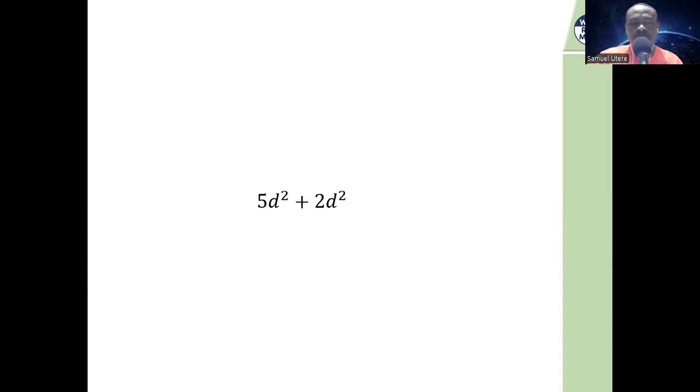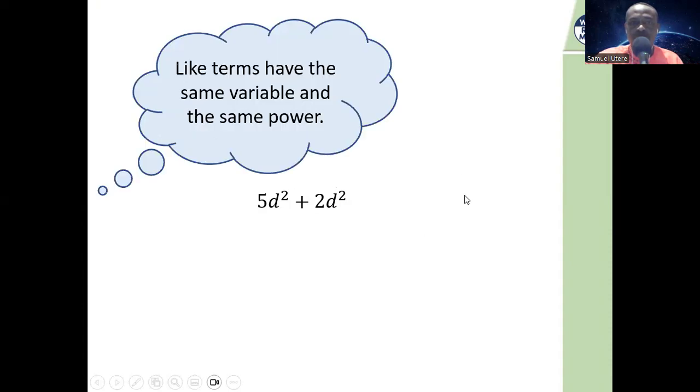So we have 5d squared plus 2d squared. So 5d to the power 2 plus 2d to the power 2. Of course, you can see straight away that these are like terms. So we can simply have 7d squared as our answer, the equivalent. Okay? And look at the equivalent symbol.